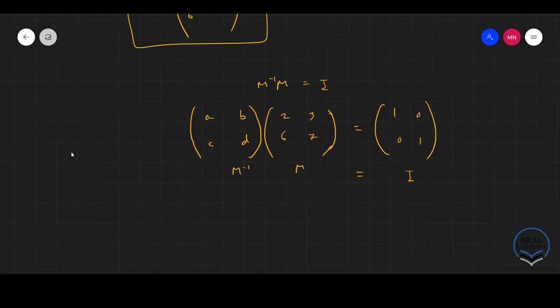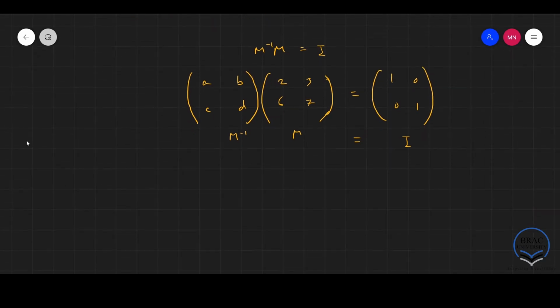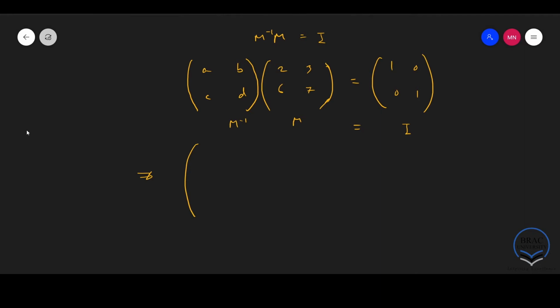So if I expand the product on the left-hand side, what should I get? Right, I will get a 2 by 2 matrix with the following entries. So I will have 2 times A plus 6 times B, then I will have 3A plus 7B, 2C plus 6D, 3C plus 7D. And this will be just equal to my identity matrix.